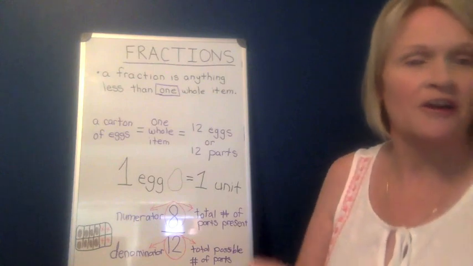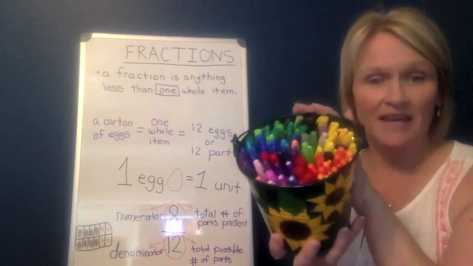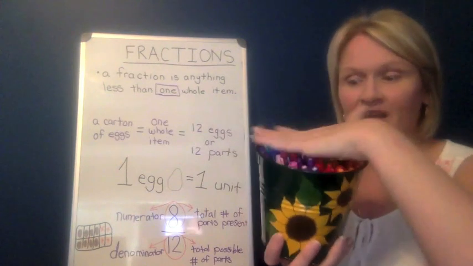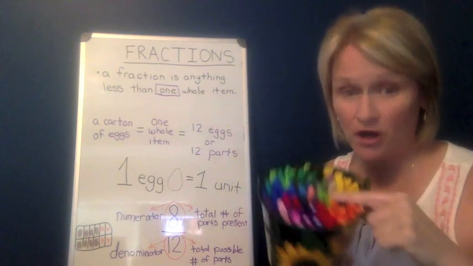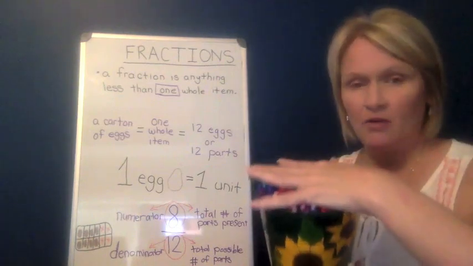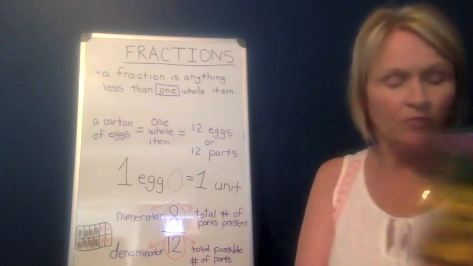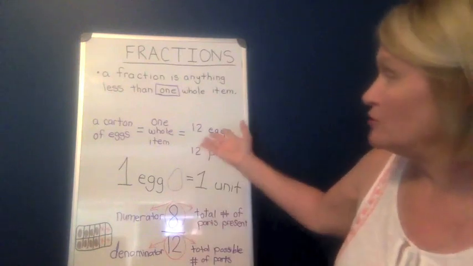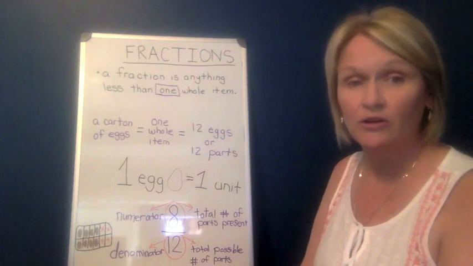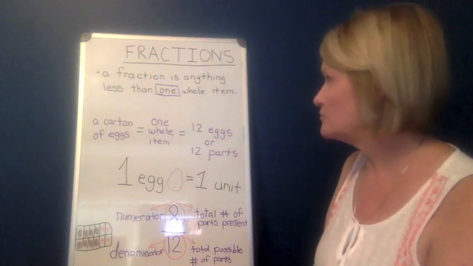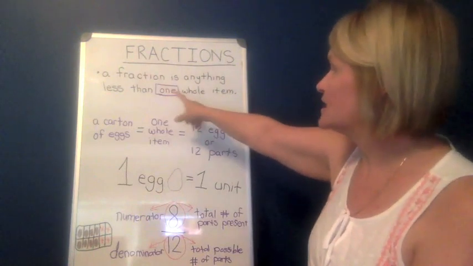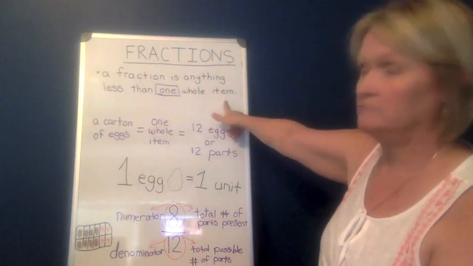A jar of markers. Here is my can of markers. It is 1 can of markers. And inside the can, I have lots of parts, but the can is just 1 can, 1 marker can, okay? What I chose to use on the board, the example we're going to work on, is a carton of eggs. So let's start. A fraction is anything less than 1 whole item.